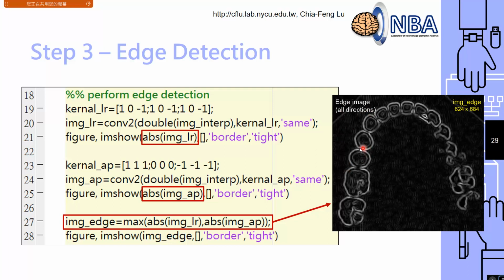I want to get all directions like a circle right here, right? So I do something in this line. I try to use the max function. Max means I'll get the highest value when I compare these two, the left and right edge and the anterior posterior edge. I'll do the comparison and I will get the maximum value.